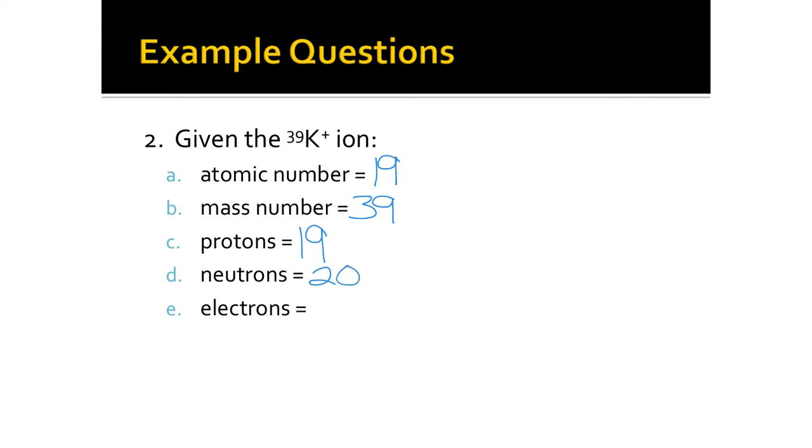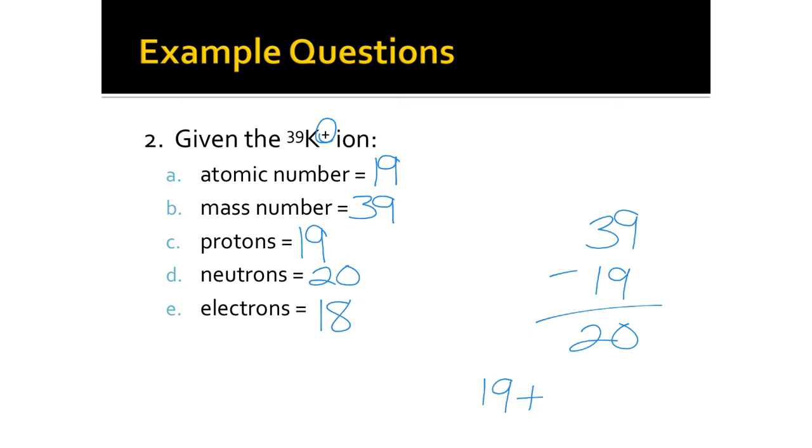Neutrons would be 20 because we do the mass minus the protons to give us the number of neutrons, because protons plus neutrons equal the mass, since they both have a mass of about 1 AMU. And electrons, if there wasn't the charge, would be 19. But since we have a positive ion, that means we have lost an electron. So now we have 18 electrons. So we have 19 positive charges, 18 negative charges, and that's what gives us the overall charge, +1.